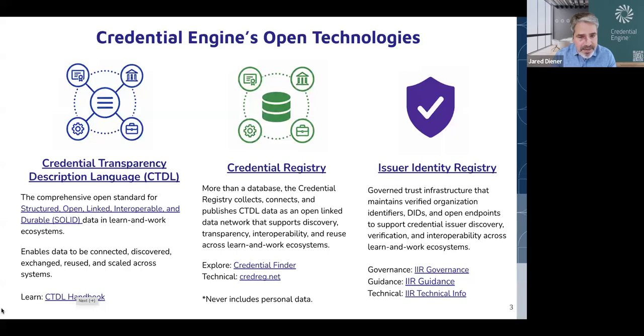And then there's the Issuer Identity Registry, which we are here to talk about today. The Issuer Identity Registry is Credential Engine's trust infrastructure for verifying and making transparent the identities of credential issuers, making it easier for verifiers and other systems to discover and trust them across different platforms. And we'll learn a lot more about this.